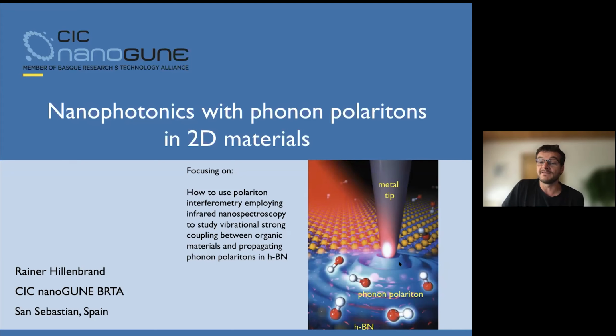This tip is illuminated with infrared light. It excites these surface waves. They propagate along the 2D material. And I will show you how we can excite them, how we can image these waves. And then in particular, I will talk about how we can exploit these highly confined electromagnetic waves to get a strong coupling with molecular vibrational excitations. So that's in brief the talk outline.